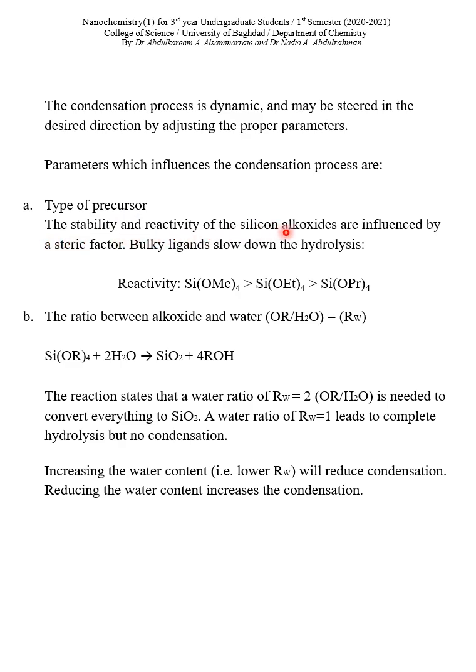The stability and reactivity of the silicon oxides are influenced by a steric factor. Bulky ligands slow down the hydrolysis. إذا نوع البوادر هنا stability الاستقرارية وسرعة التفاعل. هنا عامل الإعاقة الفراغية. So bulky ligands يعني الليجندز اللي تكون حجمها أكبر ممكن تبطئ عملية hydrolysis.